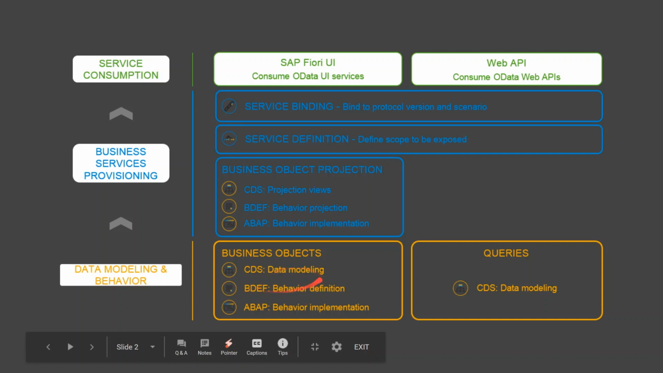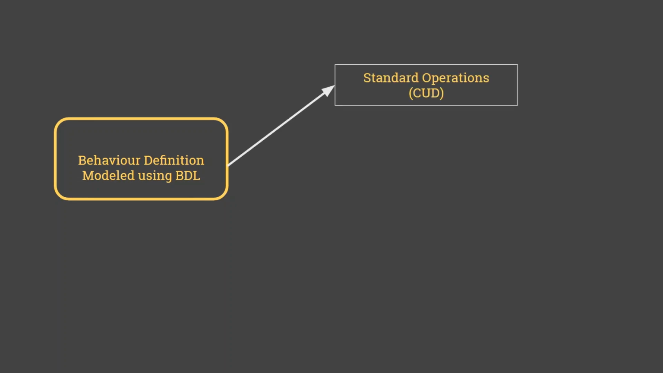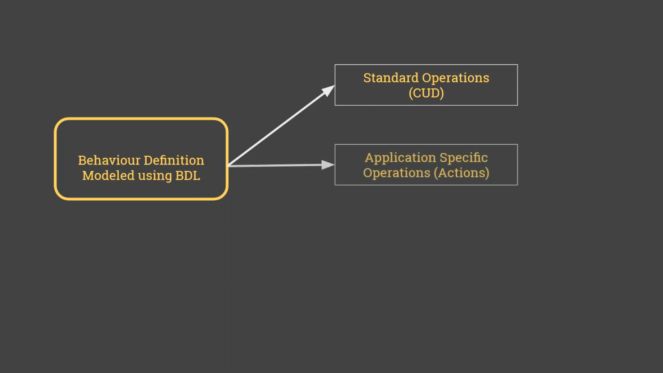Now let me take this part out and see what exactly a behavior definition is. A behavior definition contains three important parts. The first one is standard operations. This is where we declare what kind of operations we are interested in providing to this application, such as create, update, delete. The second part is application-specific operations. Here we have the ability to perform actions directly from the UI. For example, if you want to set the status of a specific sales order, you can have a button for that and do the action just to set the status. These are application-specific operations, whereas core operations are standard operations such as create, update, delete.